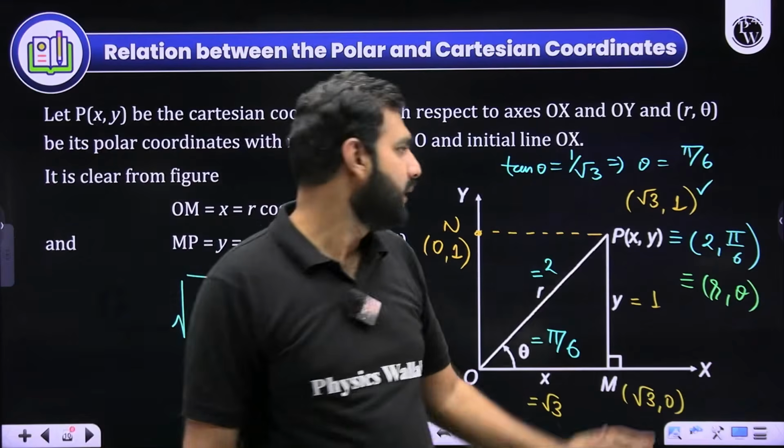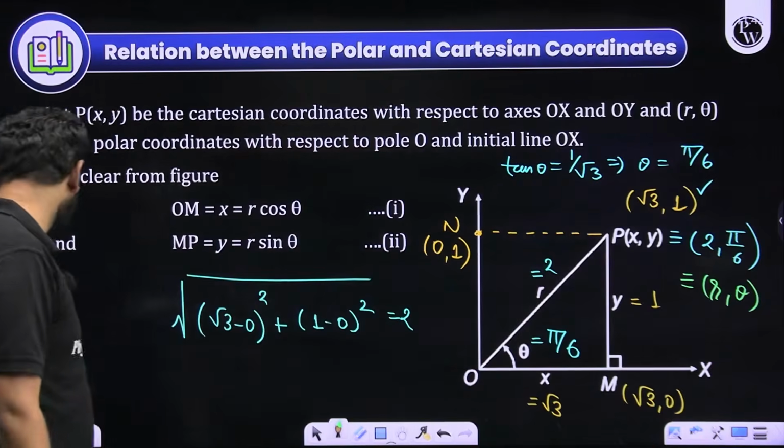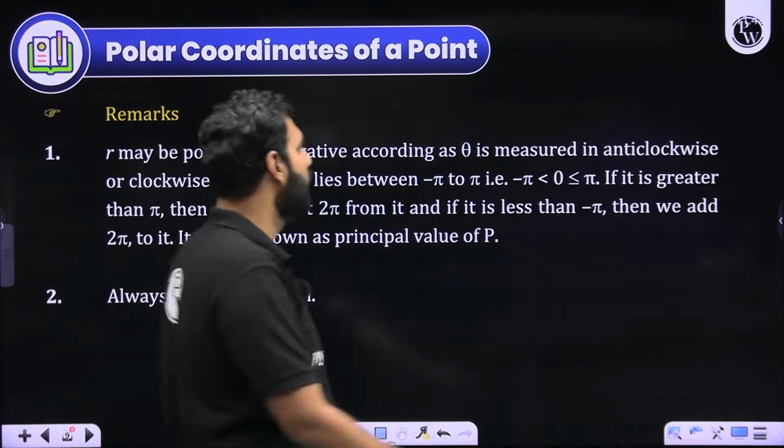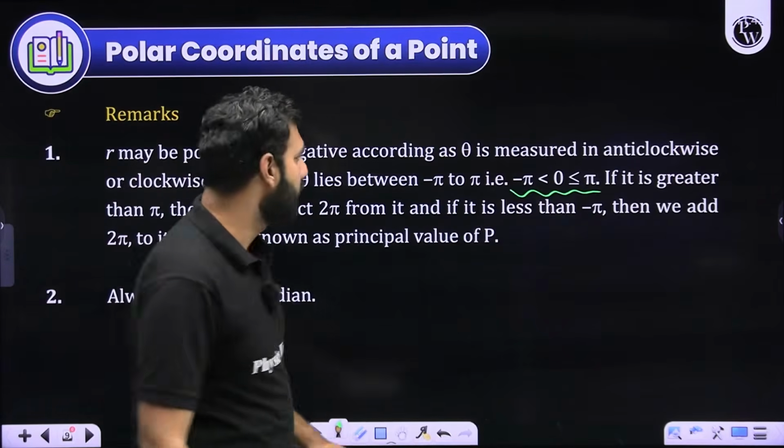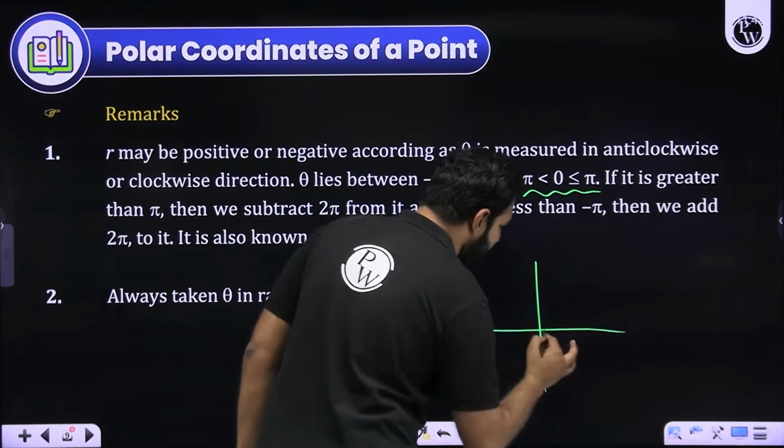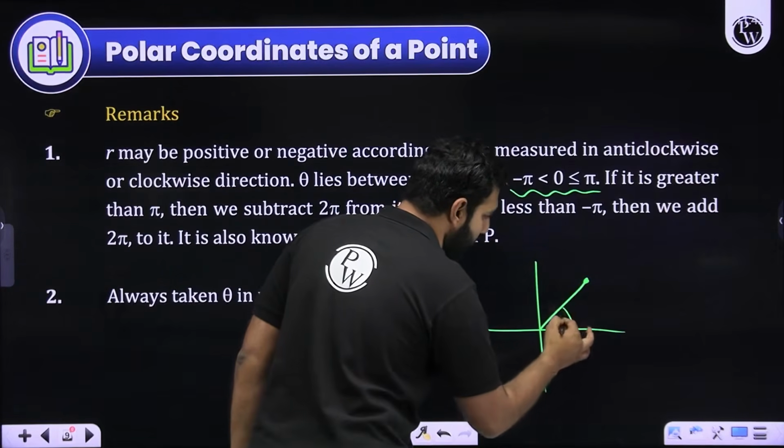There are some more conclusions which you should be aware of related to the polar system. Whenever you are measuring this angle, it is always from minus pi to pi. What does it mean? For example, if there is a point in the first quadrant, of course, we measure it like this.